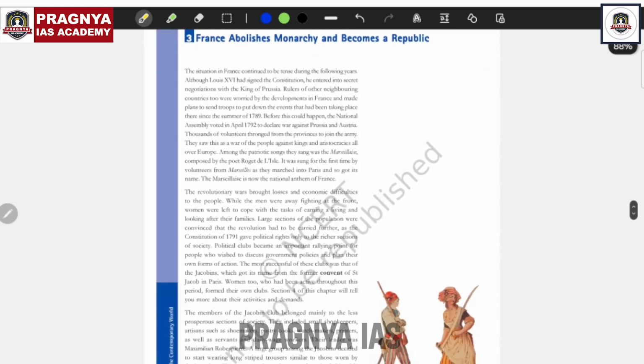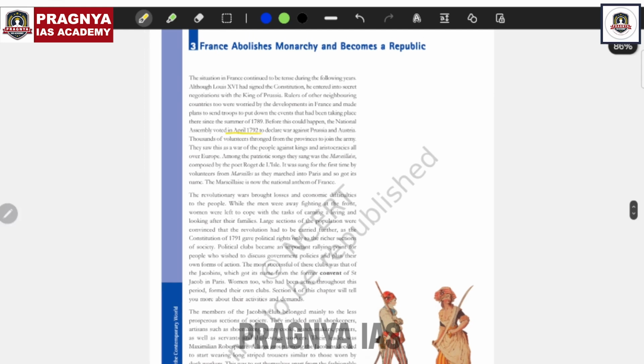Third topic: France abolishes monarchy and becomes a republic. Louis XVI signed the constitution, but he entered into secret negotiations with the king of Prussia. Before this could go further, the National Assembly voted in 1792 to declare war against Prussia and Austria. They saw this as a war of people against kings and aristocrats all over Europe.